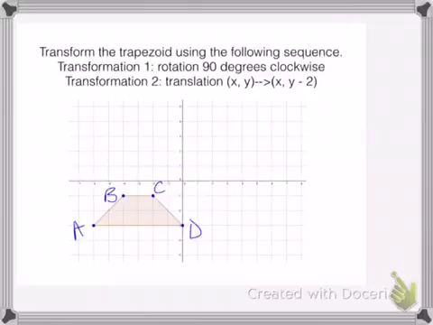Here's our second problem. We want to transform the trapezoid using the following sequence. The first transformation wants us to rotate 90 degrees clockwise. So I would get my flip book out, or my cheat sheet that I'm going to use on my test to find the rule to do it clockwise.